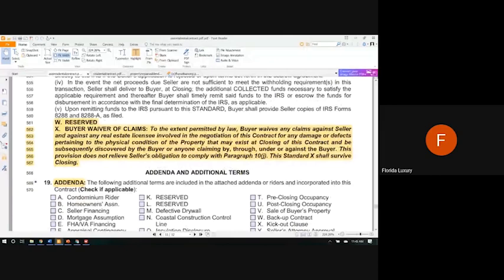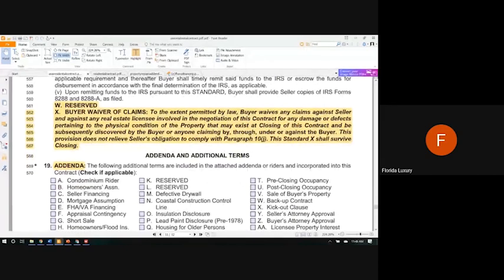And then the last part is W is reserved. At some point, some attorney may make another 10 grand to add something else to this contract. Right now, it's just blank. The buyer waiver of claims. The reason I have this highlighted is because it's a difference between the standard contract and the as-is contract.